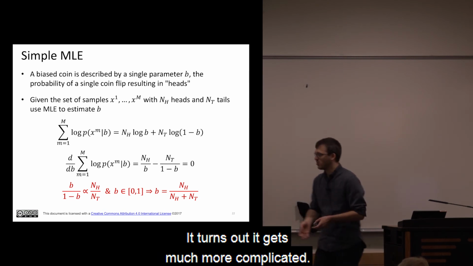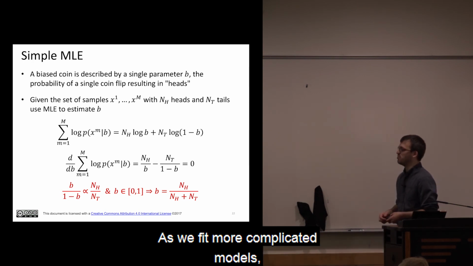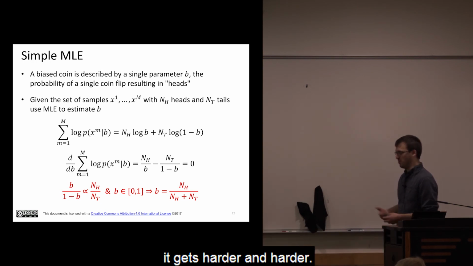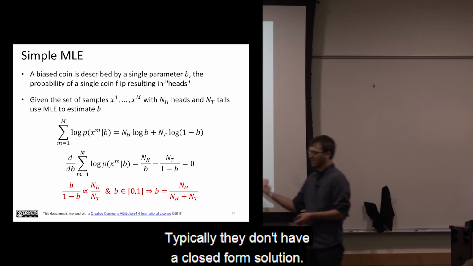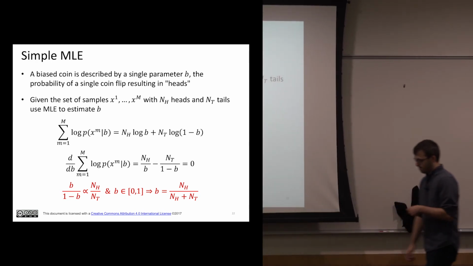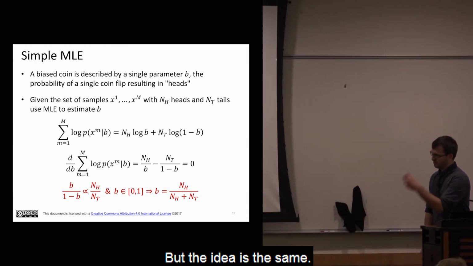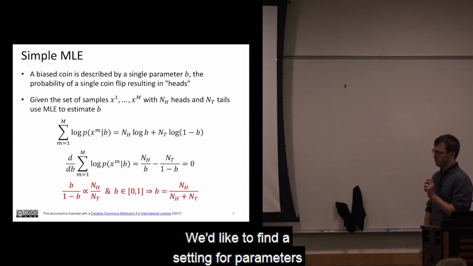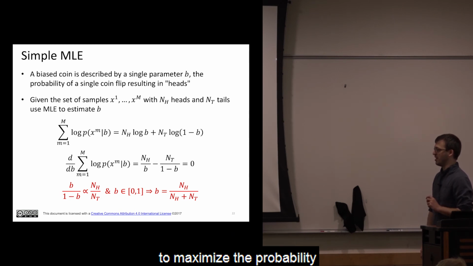Turns out it gets much more complicated. As we fit more complicated models, it gets harder and harder. Typically they don't have a closed form solution. But the idea is the same, right? We'd like to find a setting for parameters that maximize the probability of generating the data that we saw.